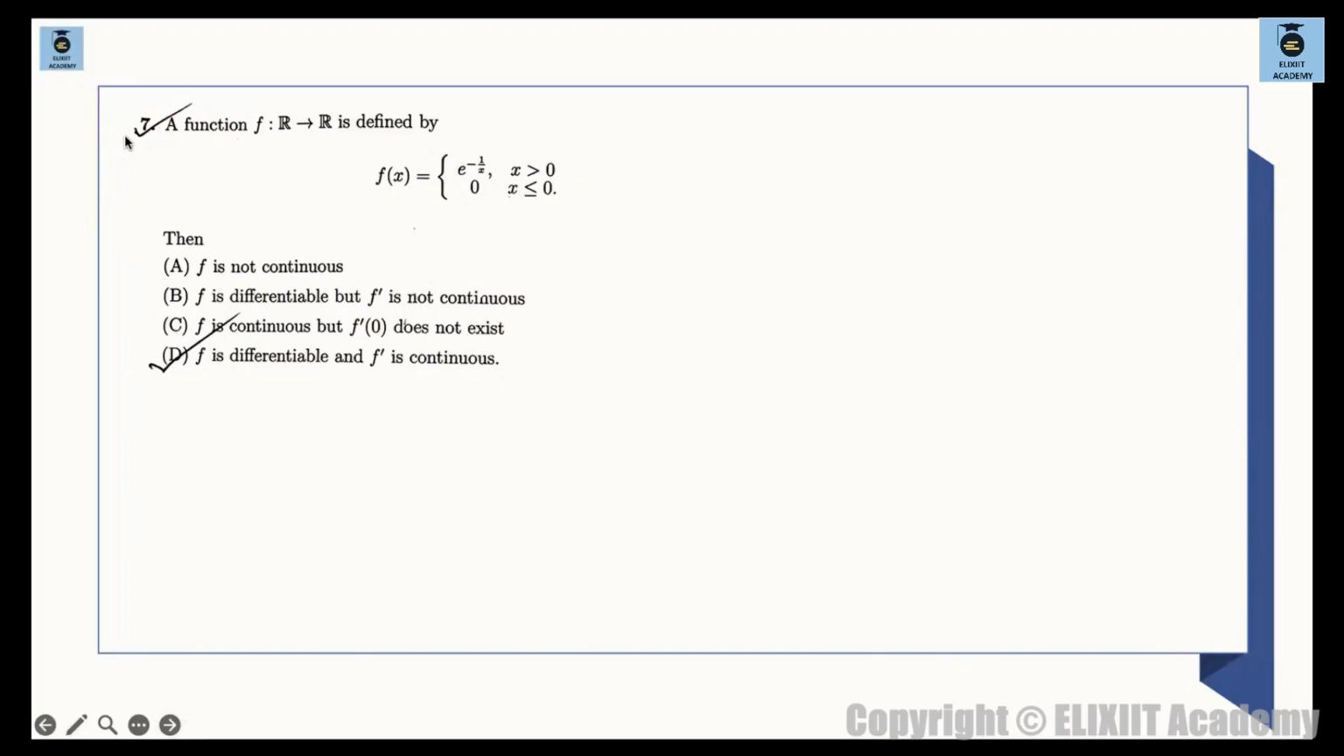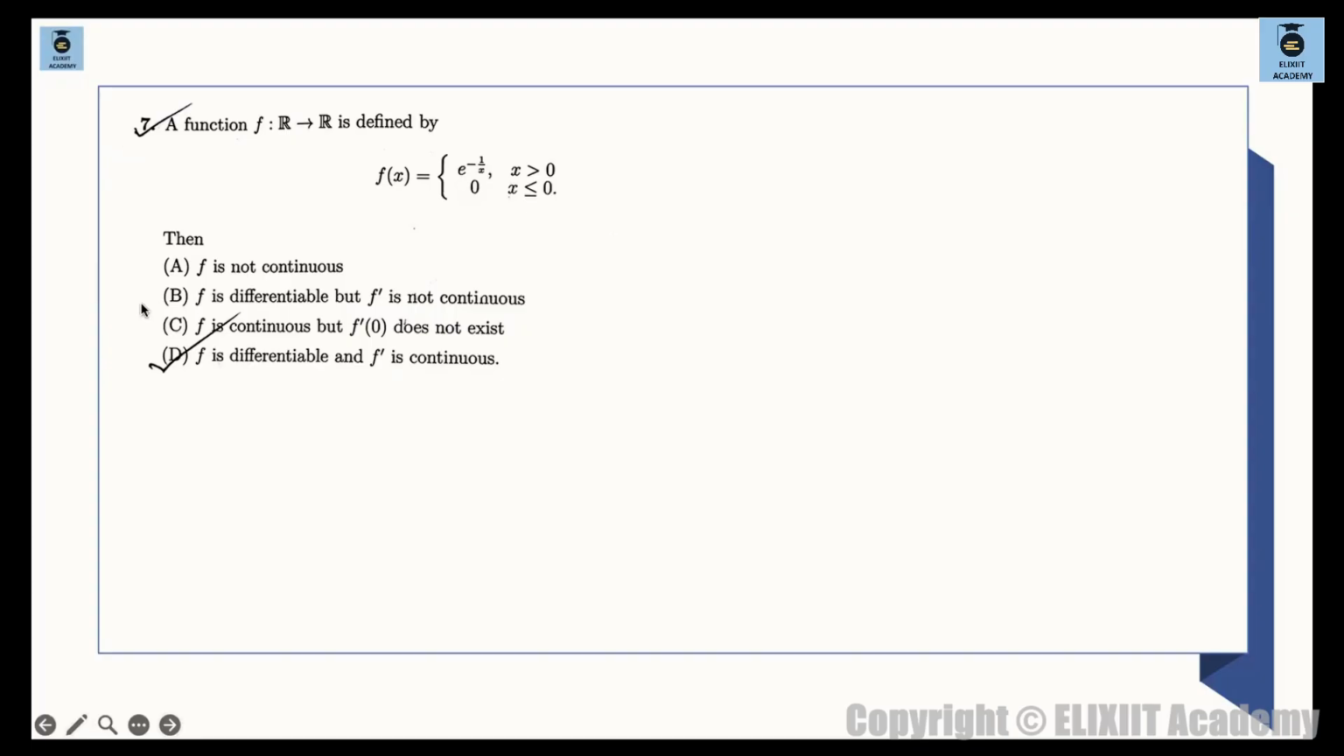Here we have the first question, which says that a function f: R → R is defined by this. We have to comment on the continuity and differentiability of the function, and also find out whether f dash is continuous or not. It's a similar problem which we have done before.